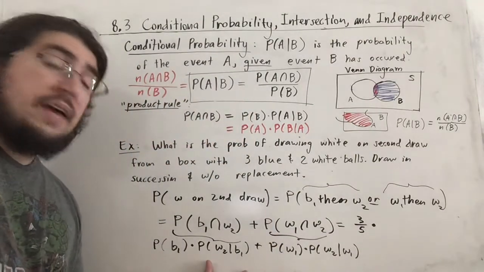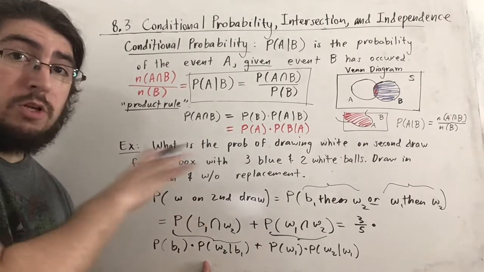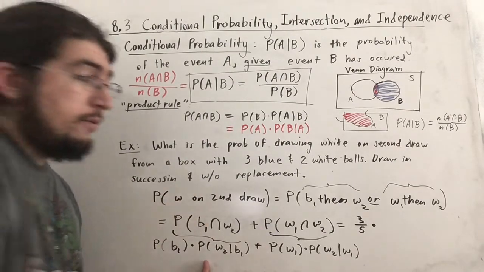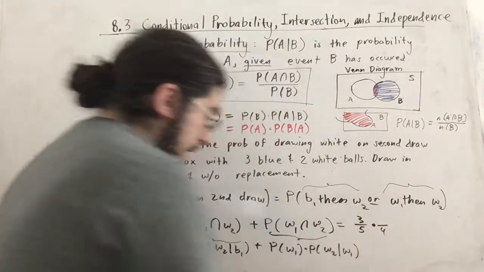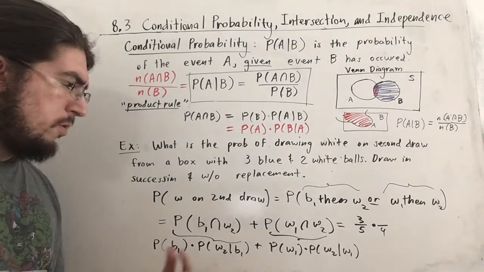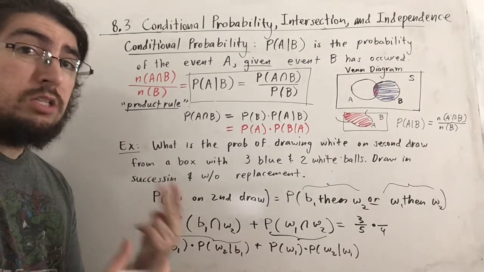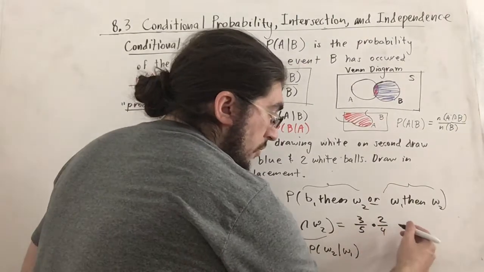Multiplied by, if you already drew blue on your first draw, and there is no replacement, then that means your new denominator is 4 now, okay? Multiplied by, well, what's going to be on top? What are we drawing? We're drawing white, given that we already drew blue. So there are still 2 whites left. So this is 2 over 4.